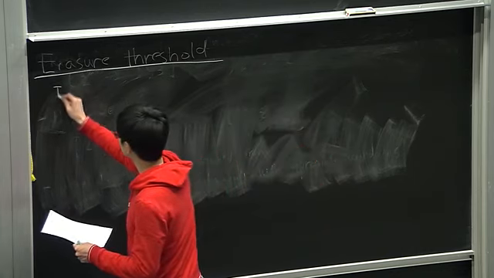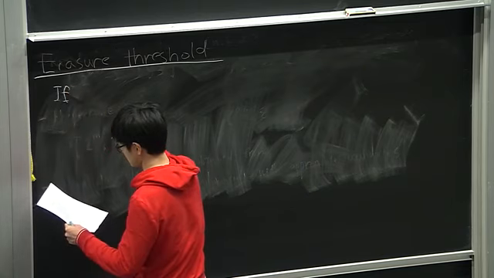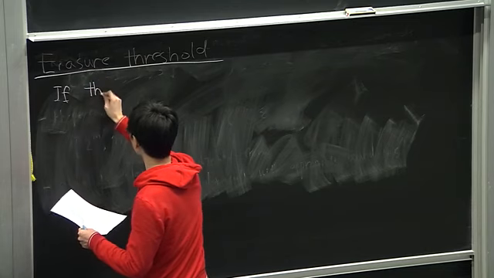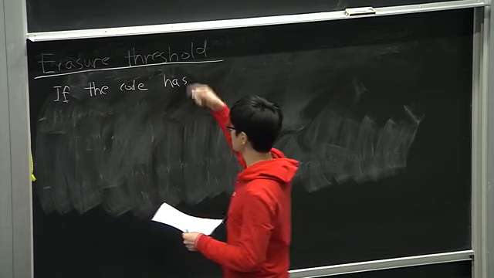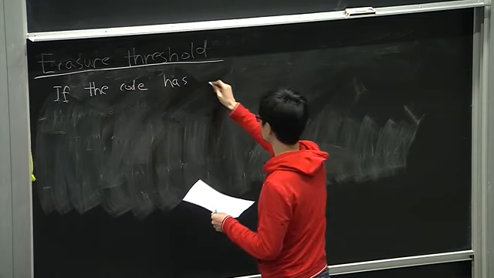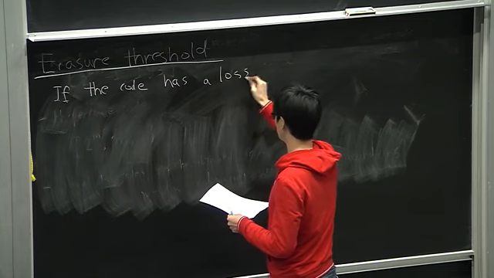So suppose that, this is a theorem: if the code has an erasure threshold, in the sense of loss tolerance, so you lose qubits.